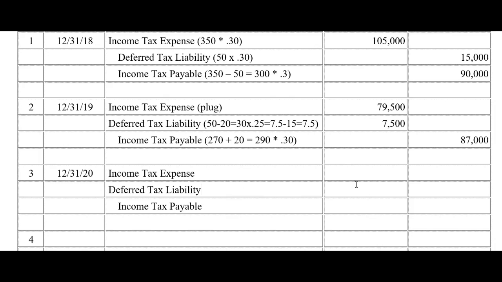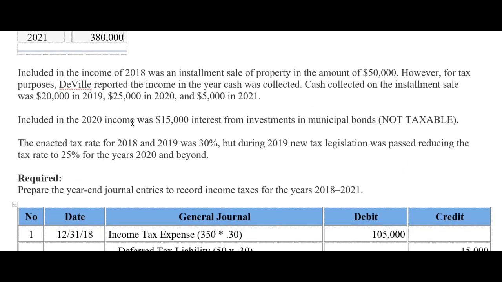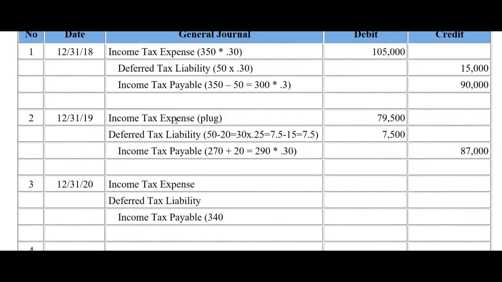So in this year, we're going to calculate that. Now we're back to all the rates being the same, so let's start with the income tax payable here. Now, our accounting income is $340, but we get that installment sale, and this year the installment is $25. So we're going to add that in, but we've got to remember this 15 is not taxable either. So this is going to be a weird year.